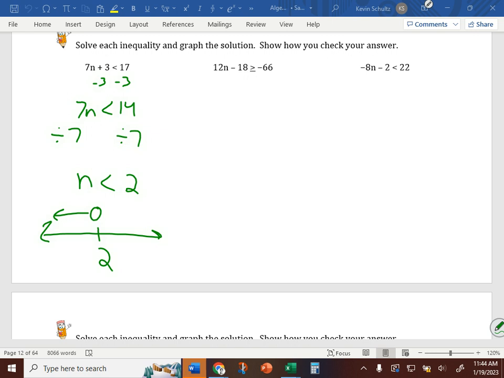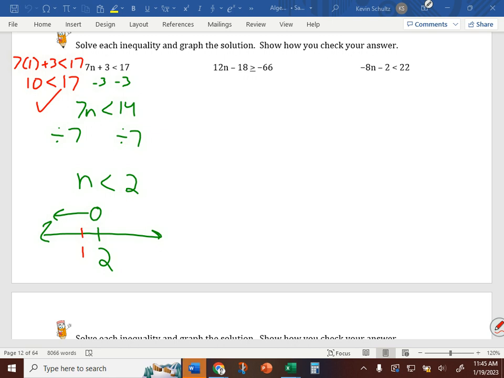And let's check our answer here. Eli, give me a number that is a solution to this graph. 2. 2 is not a solution to that because it's the less than symbol. 1. So if we plug 1 into our original inequality, 7 times 1 plus 3 is less than 17. 10 is less than 17. That is true. That checks out. So we can be confident that our solution is correct.